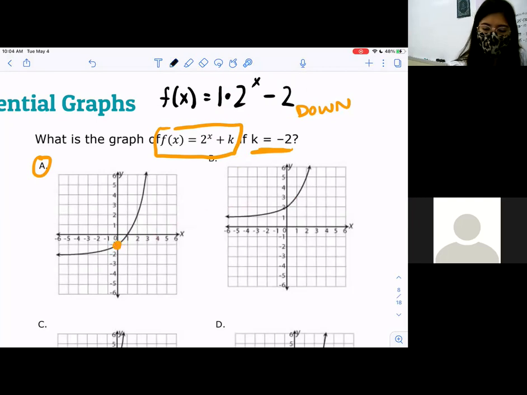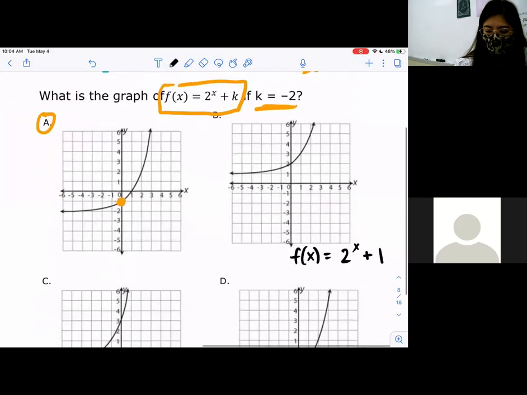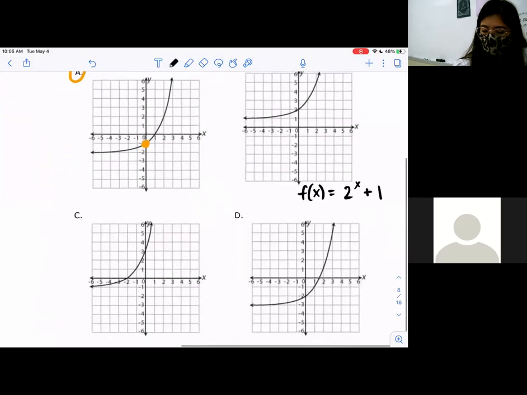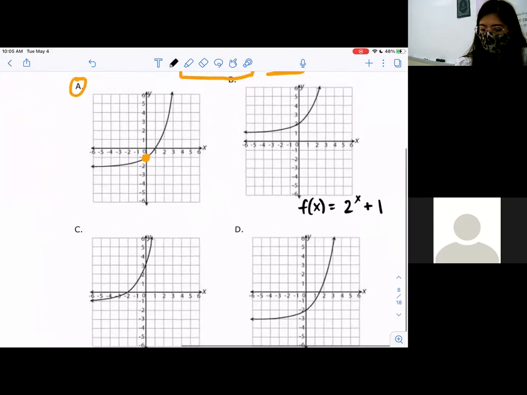What would be answer choice B? Where would it be from the original? Where did it go? It's at the 2. So B is at the 2. But where did we start from? 1. So how many units did it move? 1 unit in what direction? Up. So B would be f of x equals 2 to the power of x plus 1. And then D, how many units did it move from the 1?